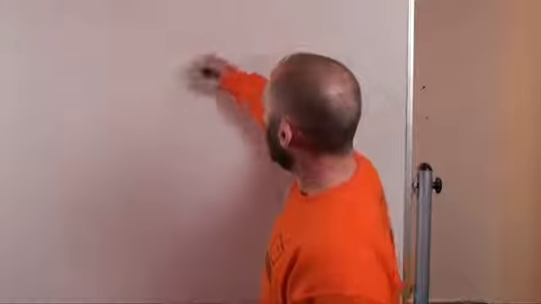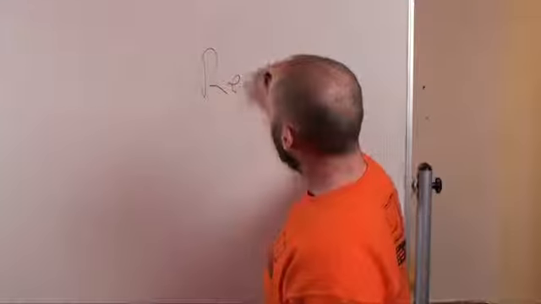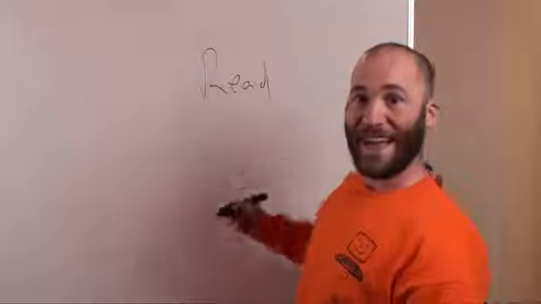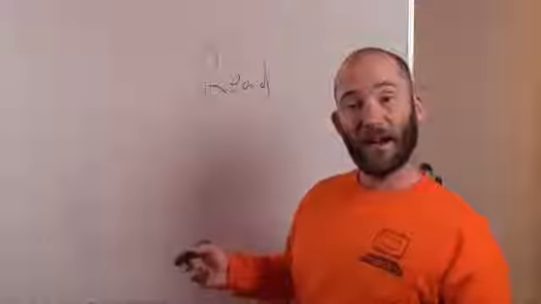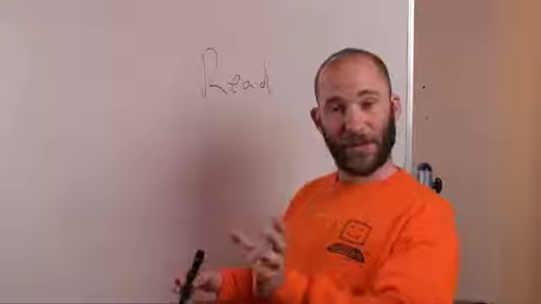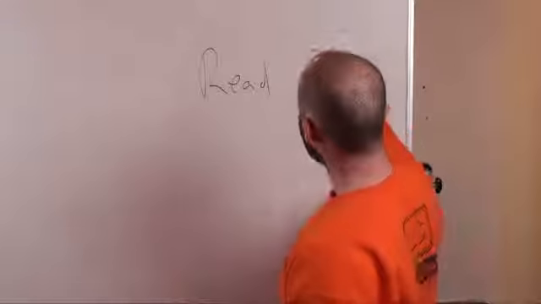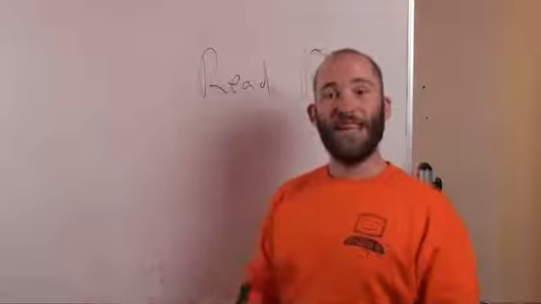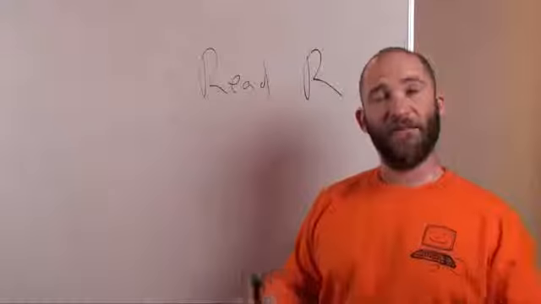So read is the first permission. R-E-A-D. Yeah, it's just the normal read. This is normally signified when you're looking at a permission. Like if you do a directory listing, it'll just say R. So read. Read means that you can read the file.